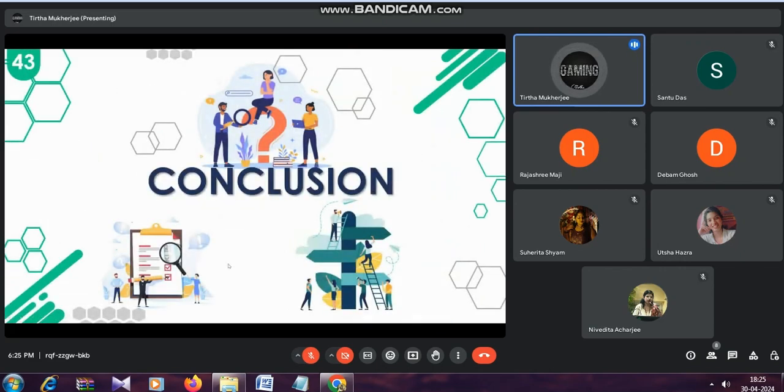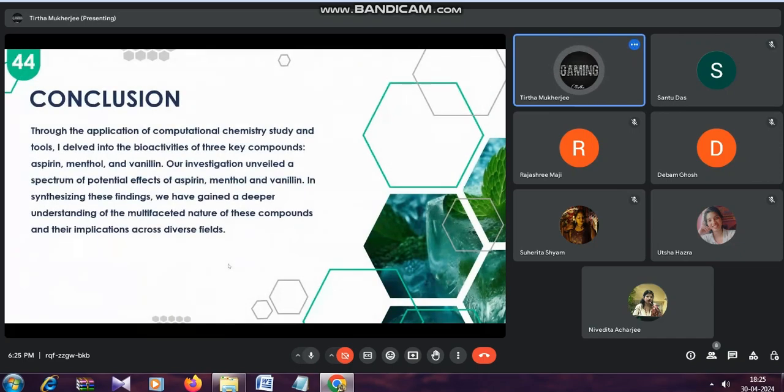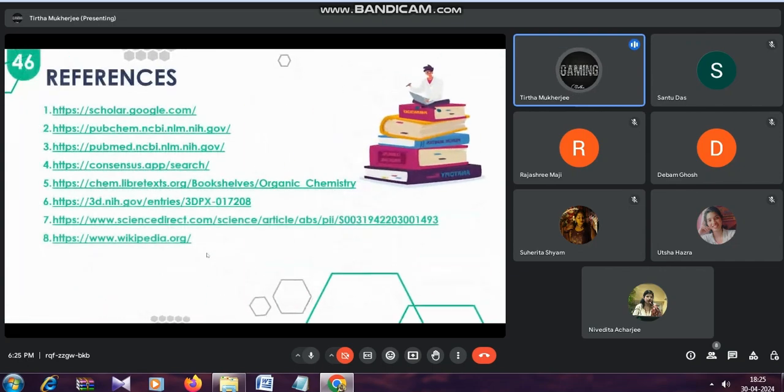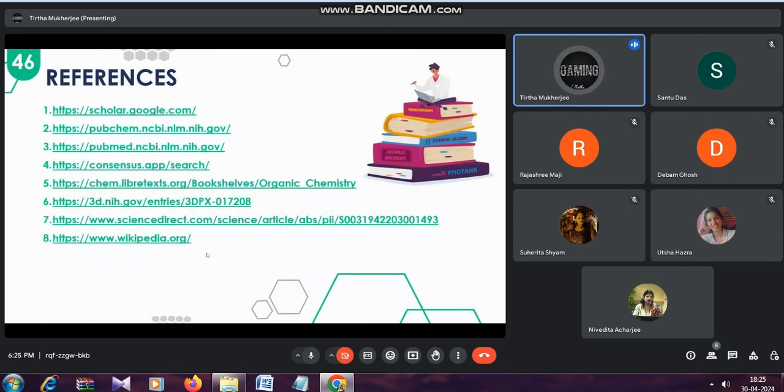Finally, moving on to the conclusion of this project. Through computational chemistry tools, I explored the bioactivities of three key compounds, aspirin, menthol, and vanillin. Our investigations revealed a spectrum of potential effects contributing to a deeper understanding of these compounds and their implications across diverse fields. Now, the references. Though the references are mentioned in each page, but these sites deserve some special mentions.